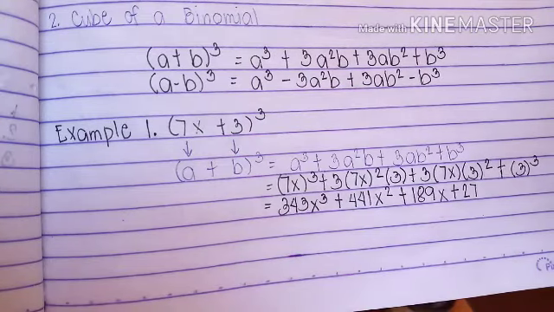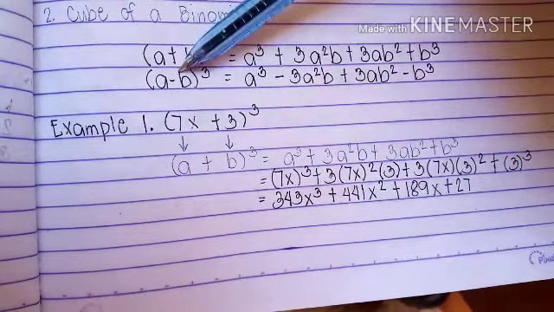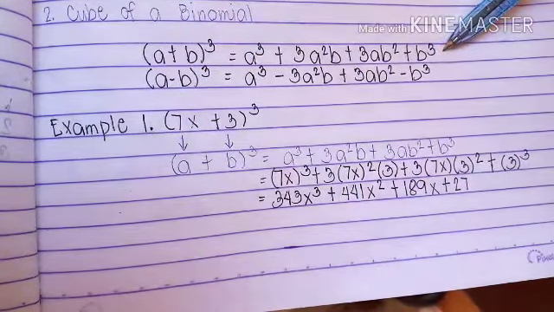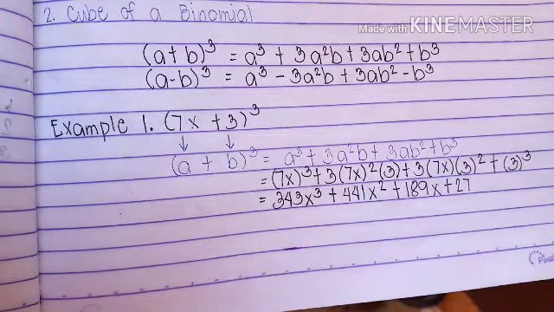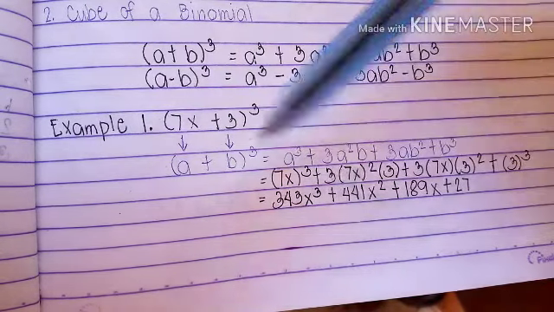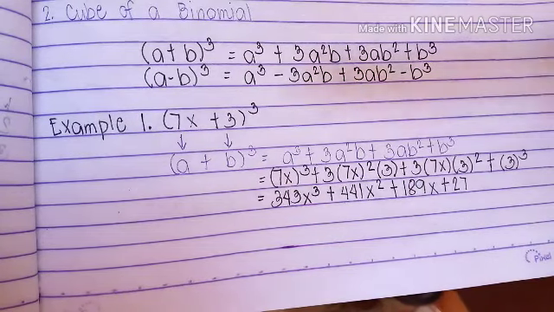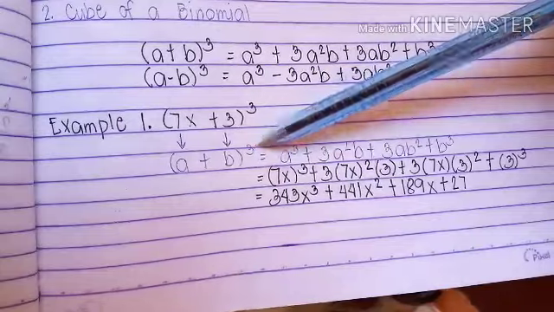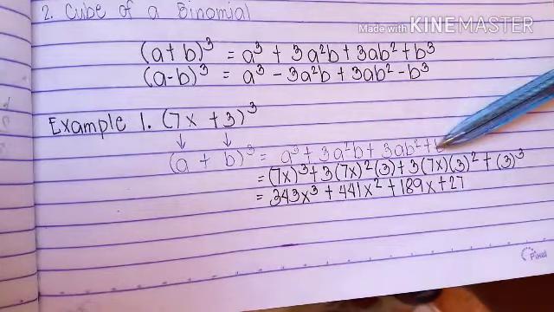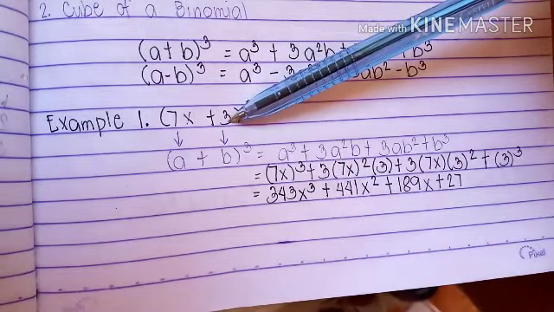So the second special product is the cube of a binomial. The formula for that one is this one. We have different formulas for addition and subtraction also. So if we have example number 1 here, we have (7x + 3) cubed. We're gonna follow the first formula since this is plus. So that would be (a + b) cubed equal to the formula. Substitute, the a is your 7x, b would be your 3.